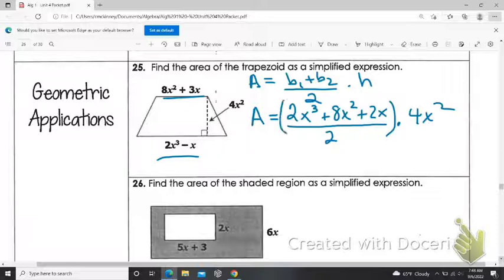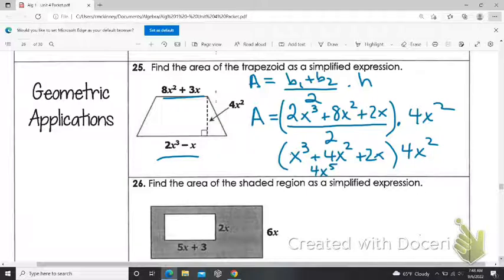And you can treat this like it's a big parenthesis, alright? Because everything in there is going to get multiplied by that 4x squared. So this is going to become x cubed plus 4x squared plus 2x. And then we're going to have to distribute the 4x squared times that. So 4x to the 5th plus 16x to the 4th plus 8x to the 3rd. All of that, square units, would be the area of that trapezoid.